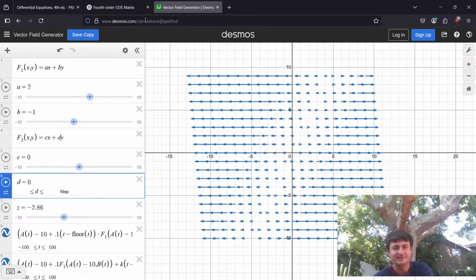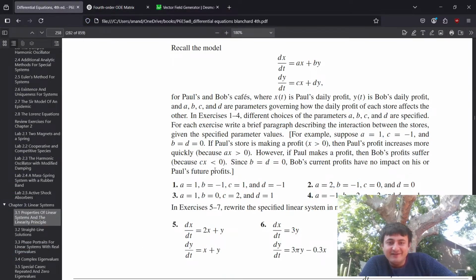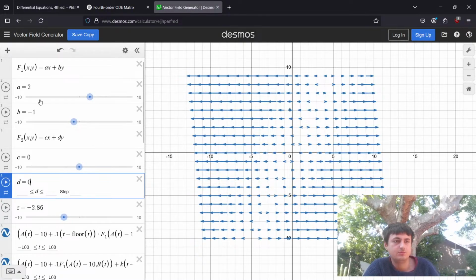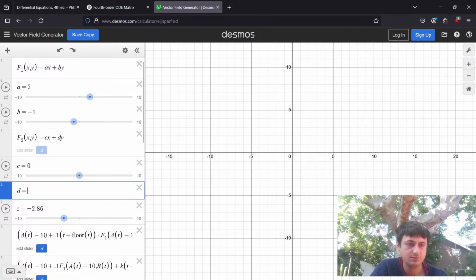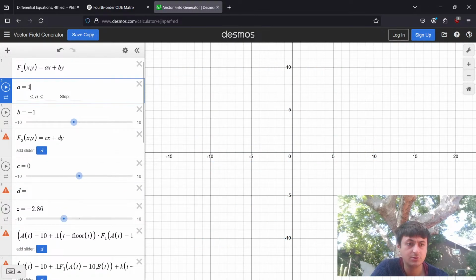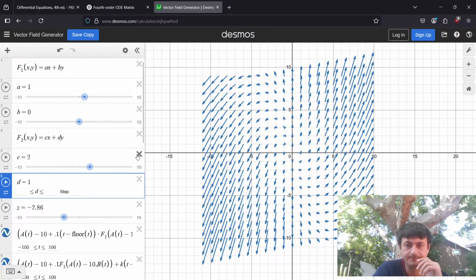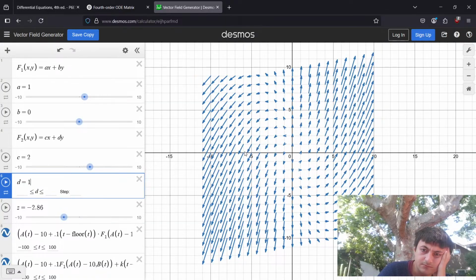These solutions are so silly because it's like, okay, if on the first day you lost money, then you're just gonna lose infinite money. Okay, 1, 0, 2, 1. 1, 0, 2, 1. Okay.